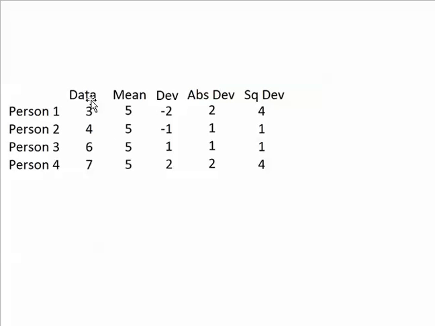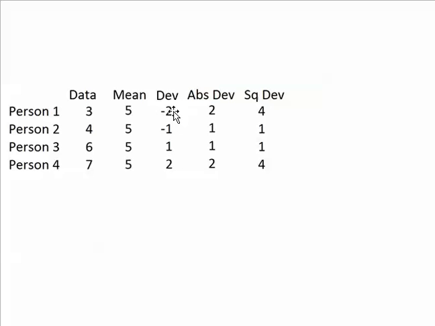If we subtract each data value by the mean of 5, we get the deviation of each data value. So 3 minus 5 is negative 2, so 3 has a deviation of negative 2. 4 minus 5 is negative 1, so 4 has a deviation of negative 1. 6 minus 5 is 1, so 6 has a deviation of 1, and 7 minus 5 is 2, so 7 has a deviation of 2.